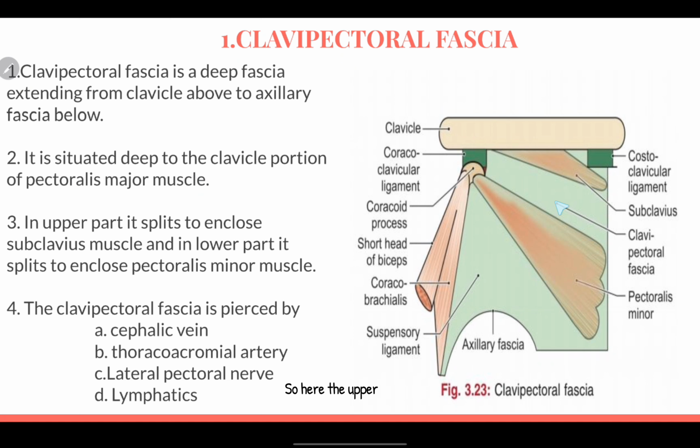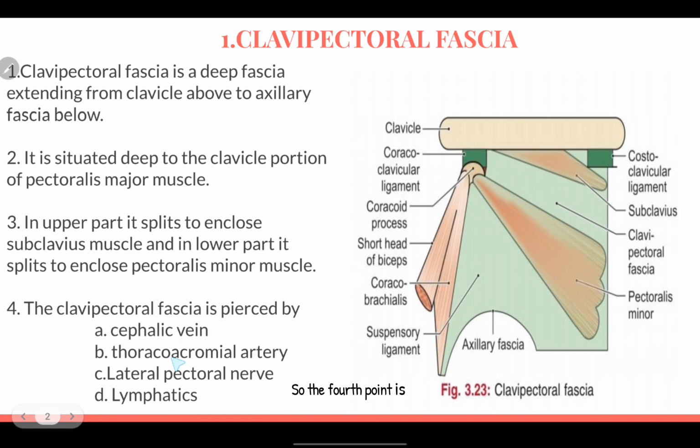Here, the upper part splits to enclose the subclavius muscle, and the lower part splits to enclose the pectoralis minor muscle. The clavipectoral fascia is pierced by the cephalic vein, thoracoacromial artery, lateral pectoral nerve, and lymphatics.